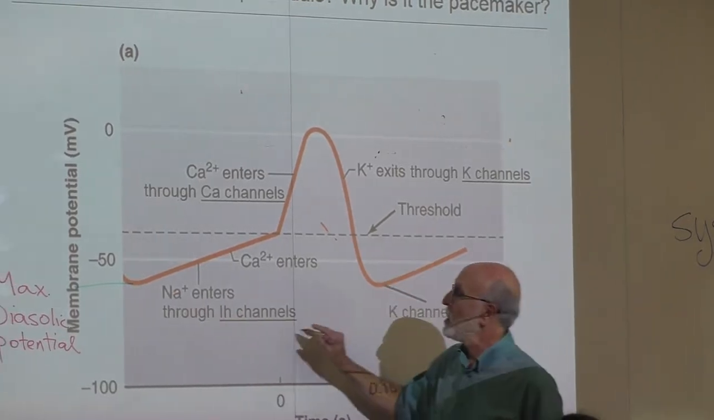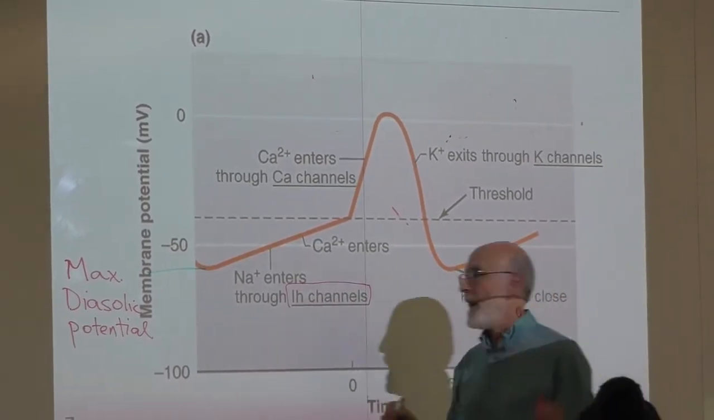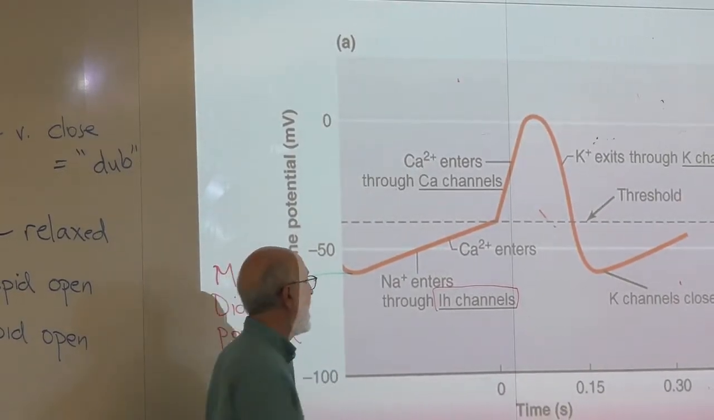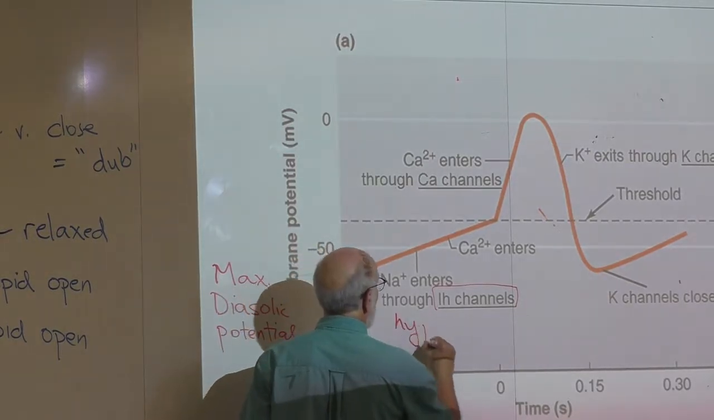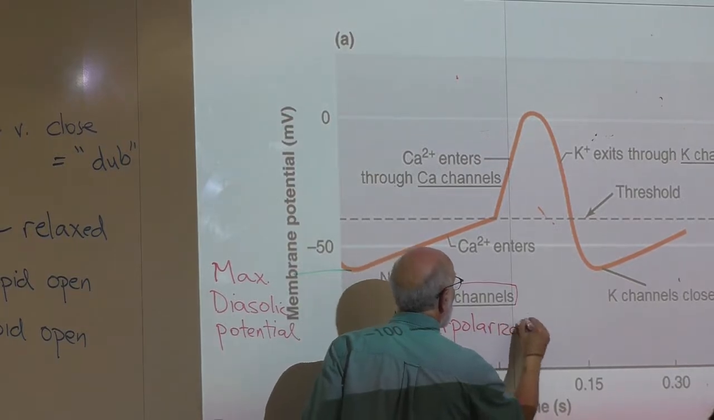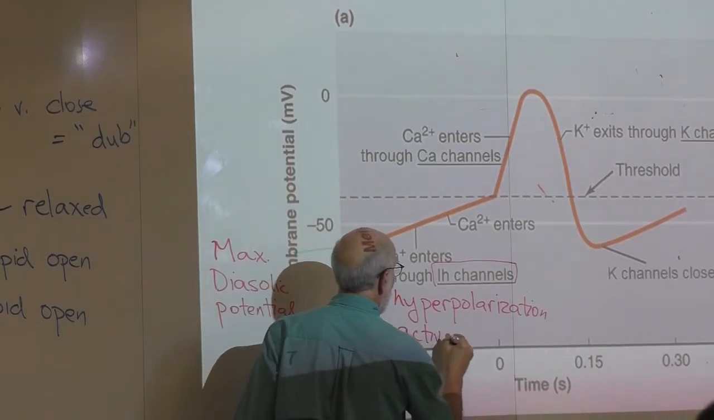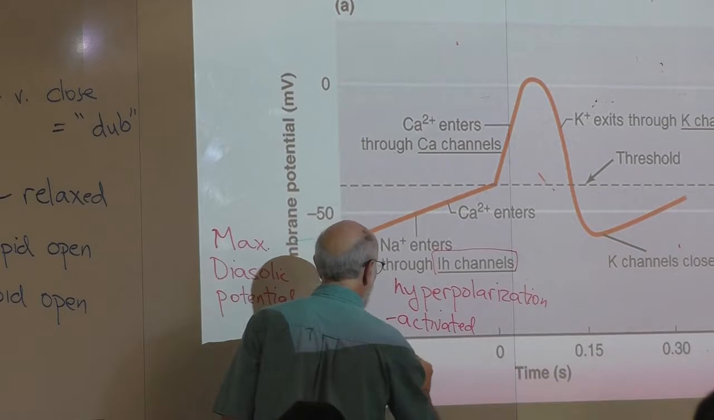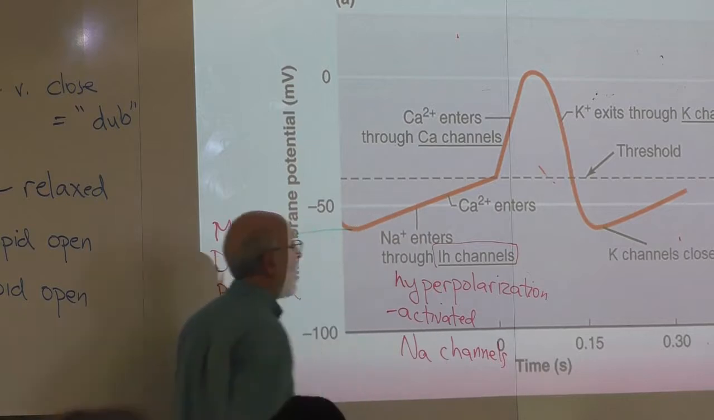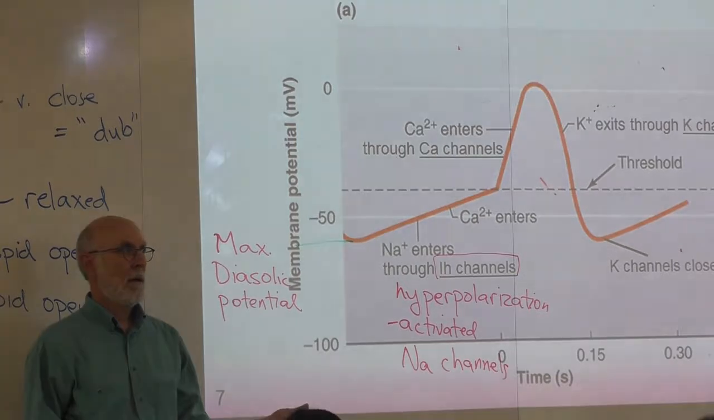These cells have a set of channels called IH. What does IH mean? I just stands for current. It's a biophysicist's letter for current. H stands for hyperpolarization. So these are hyperpolarization activated sodium channels. Your book calls them IF, which is an old-fashioned name. It's the same thing.